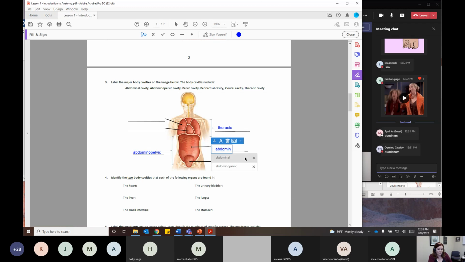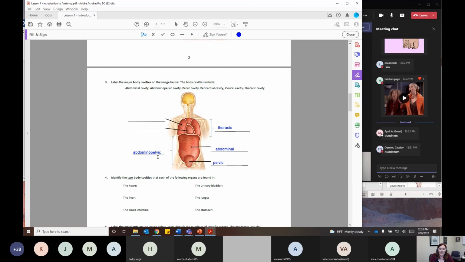So the abdominal cavity is the top part of the abdominal pelvic cavity, where you might say is your abdomen, and down below it is the pelvic cavity. And the pelvic cavity is where we see things like the bladder, for example, or the uterus down in this lower part of the abdominal pelvic cavity.